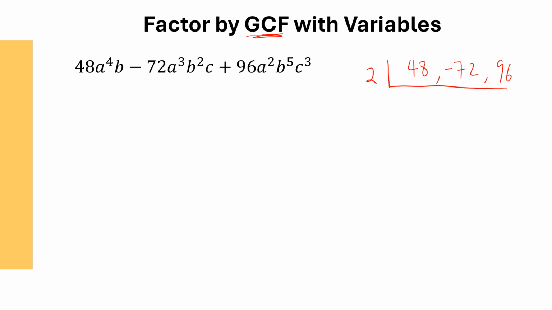So half of 48 will be 24, half of -72 is -36, and half of 96 is 48. And again, all these three numbers are also even, so I can divide by 2. Or this time I noticed I can divide those numbers by 4 as well. So if you notice a higher number, then go for it. So I'm going to use 4 this time.